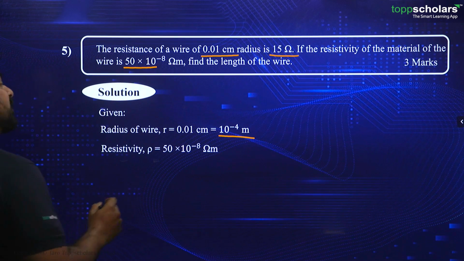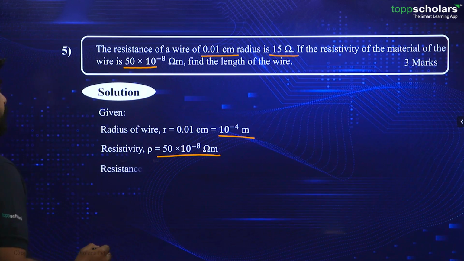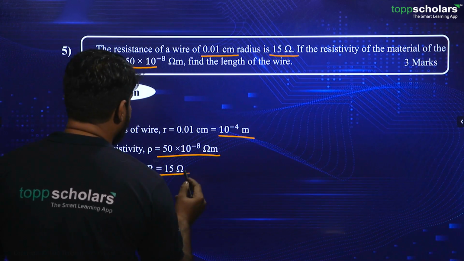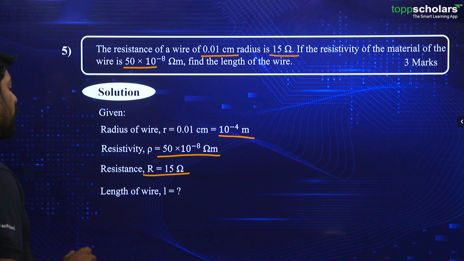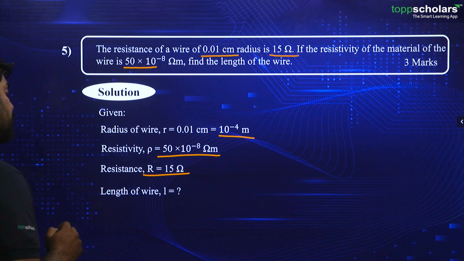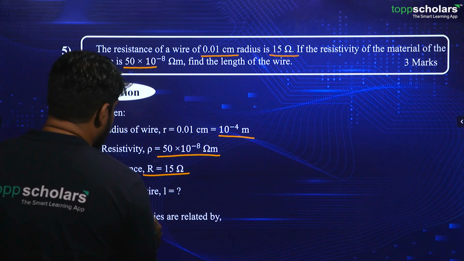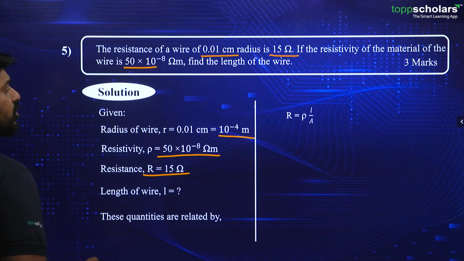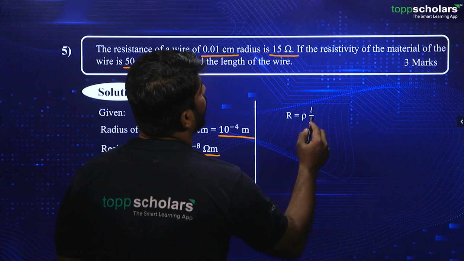Then resistivity is also given. Then resistance is also given. Okay, now the length of the wire, what is it? That is what we have to calculate over here. So these quantities are related by an equation, R is equal to rho L upon A.